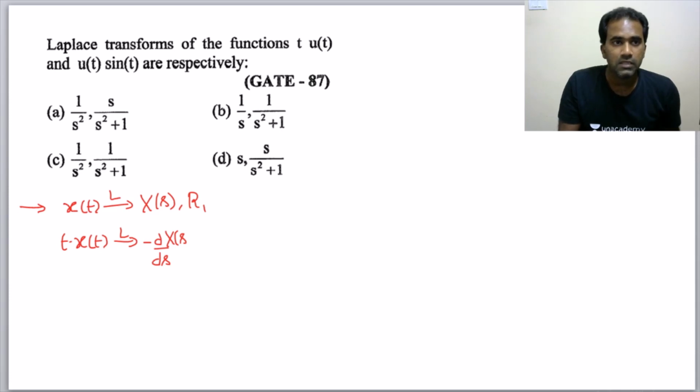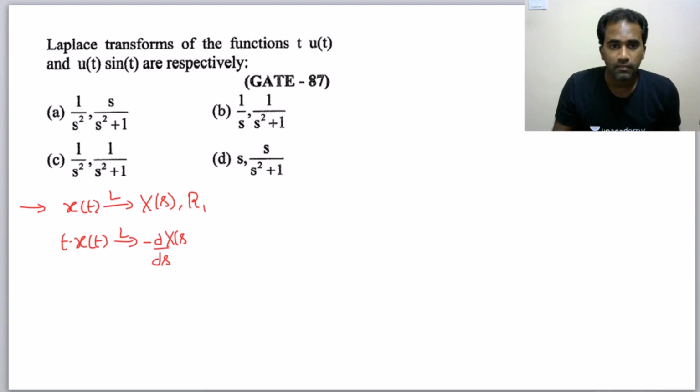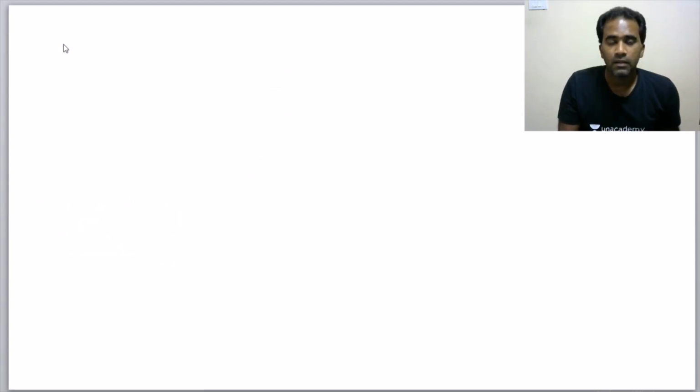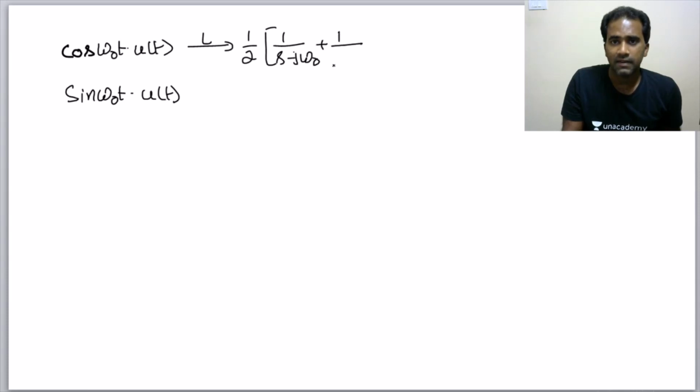Okay. So we were discussing cos omega naught t into u of t and sin omega naught t into u of t. The Laplace transform of cos is 1 by 2 into 1 divided by s minus j omega naught plus 1 divided by s plus j omega naught.